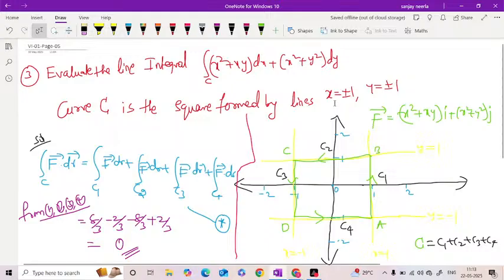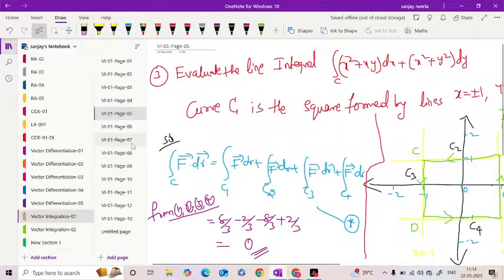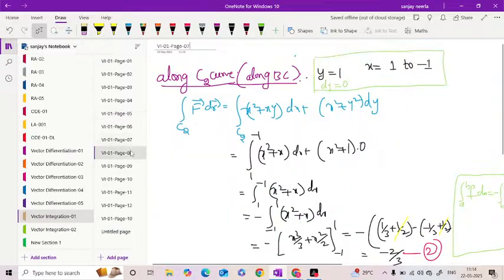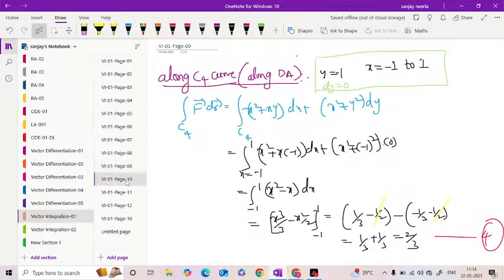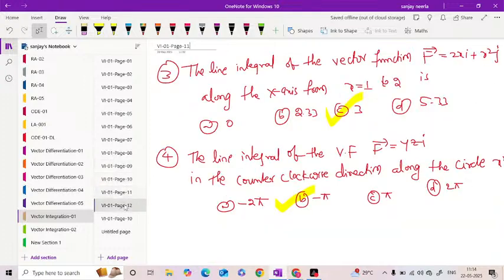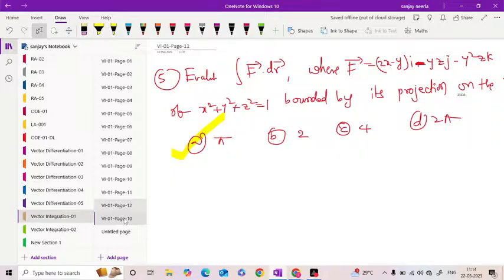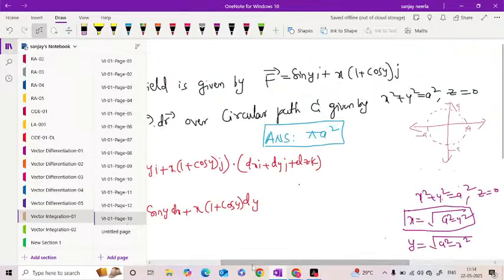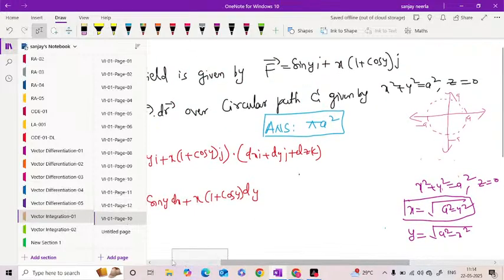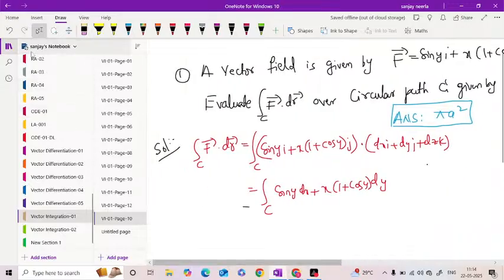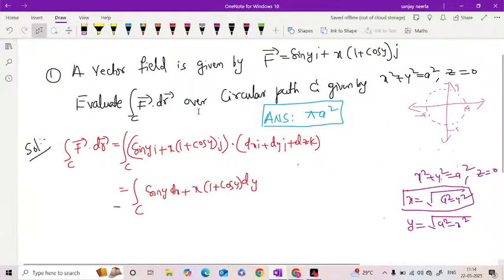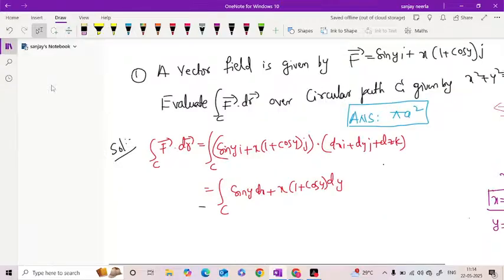square formed by x equal to plus or minus 1 and y equal to plus or minus 1. And the fourth problem, here there is a fourth problem, yes. So this is the fourth problem. This one is the circular path, but these problems are very lengthy.